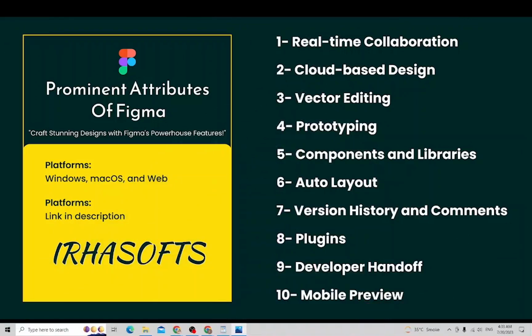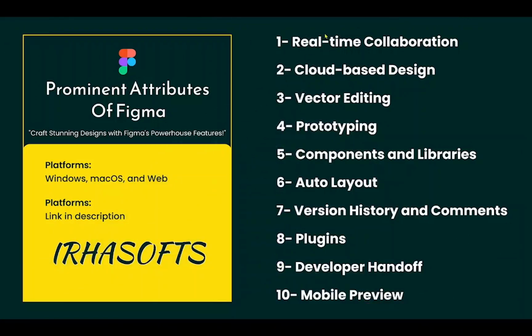Prominent attributes of Figma. The first one is real-time collaboration. Figma allows multiple designers to work simultaneously on the same project in real time. This feature enables seamless collaboration and reduces the need for constant file versioning and sharing. The second one is cloud-based design. Figma operates entirely in the cloud, eliminating the need for manual file saving and enabling easy access to design from anywhere with an internet connection.